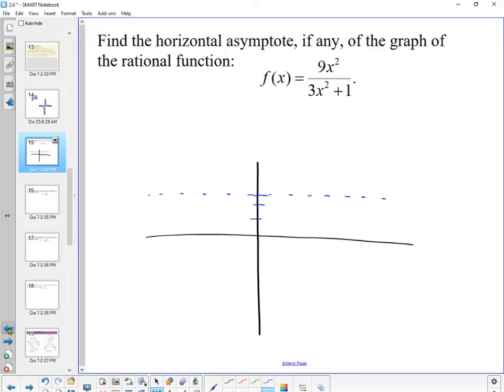How we did this? Well, for starters, we said vertical asymptotes. We'll pick it up tomorrow.